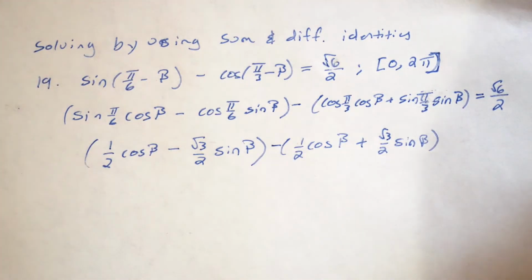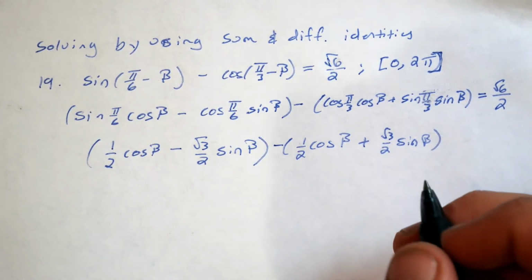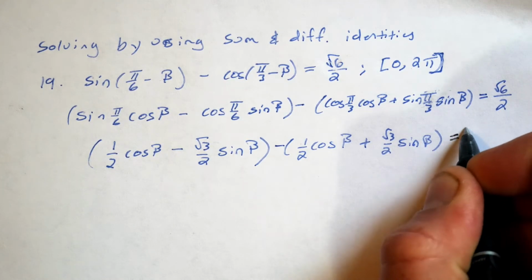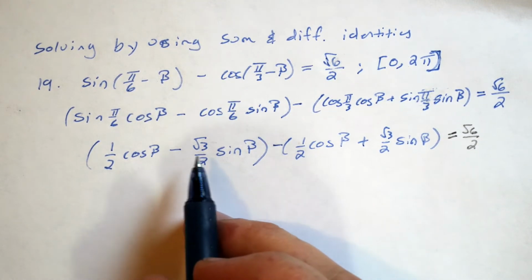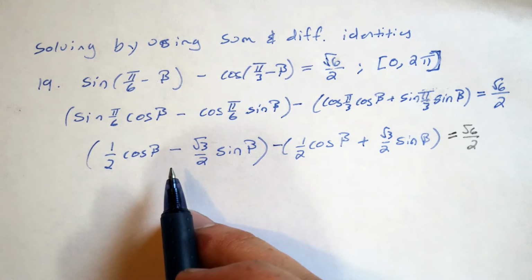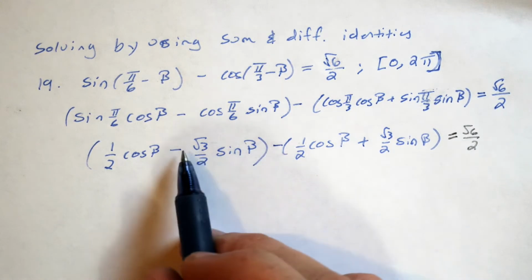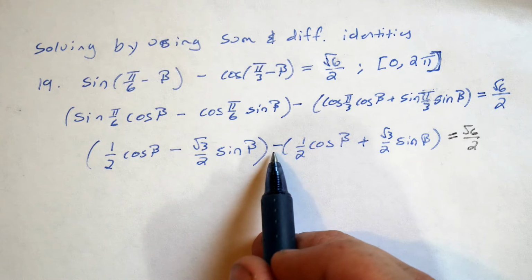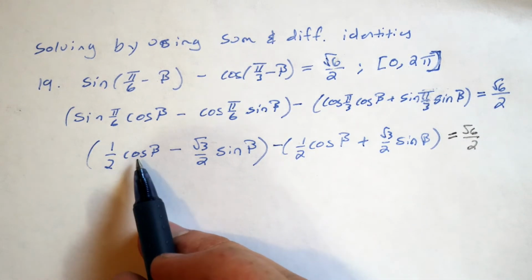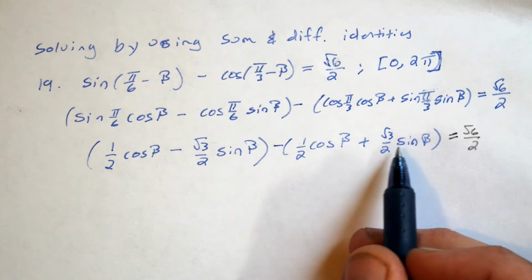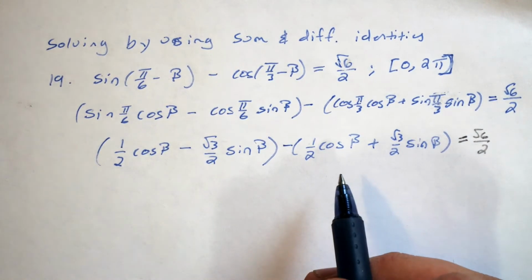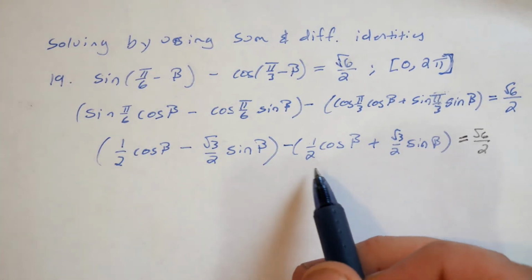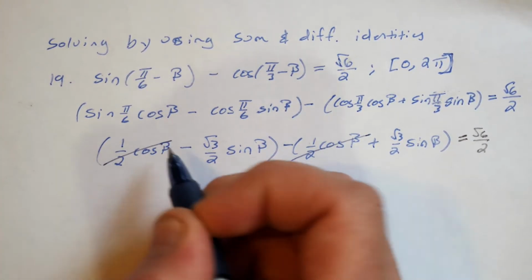I'm going to switch to a darker pen because my pen's run out of ink. Now, that all equals root 6 over 2. Now we're going to evaluate this a little bit more. How can I evaluate this right here? Well, these parentheses are being separated by a subtraction sign. And notice that this is positive 1/2 cosine beta, and if I distribute this negative inside here, it's going to make this negative 1/2 cosine beta. So those are going to cancel each other out. This one with this one.